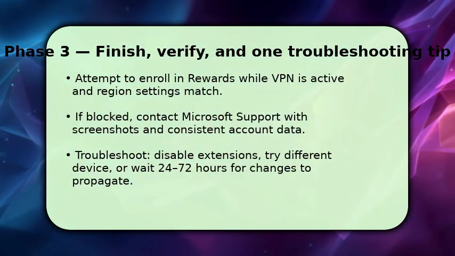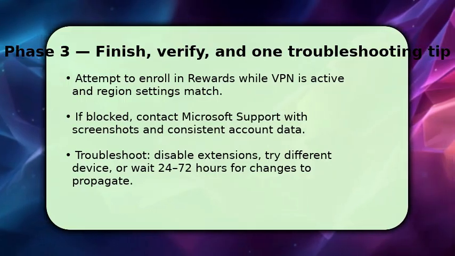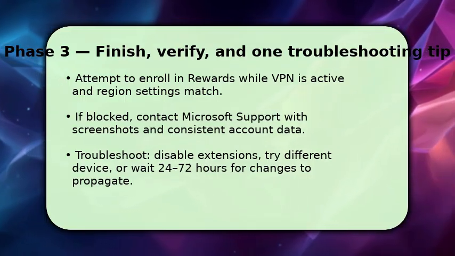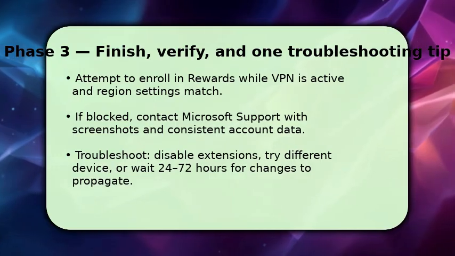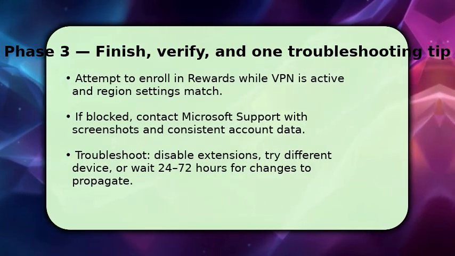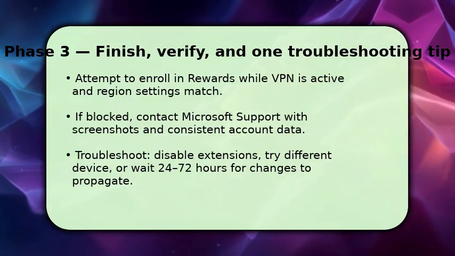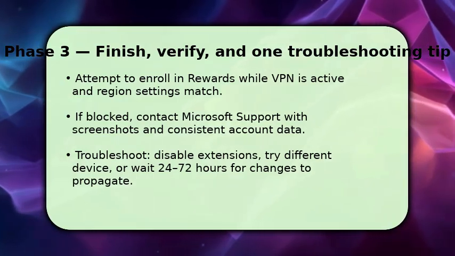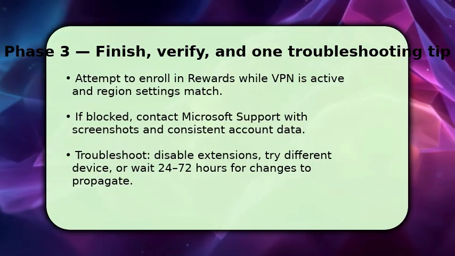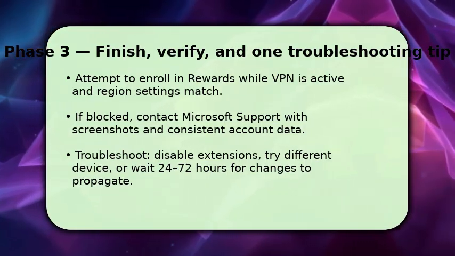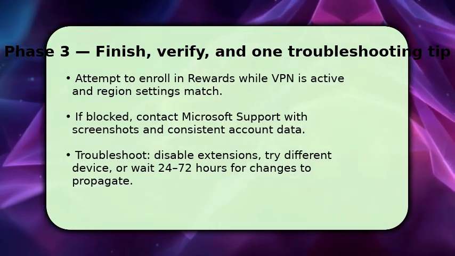Now finalize enrollment. With VPN active and all region settings synchronized, open Bing.com/profile and attempt to join Microsoft Rewards. Complete profile prompts if shown. If you still see the "not available in this country" message, gather screenshots and contact Microsoft support, explaining the changes and providing consistent billing details.